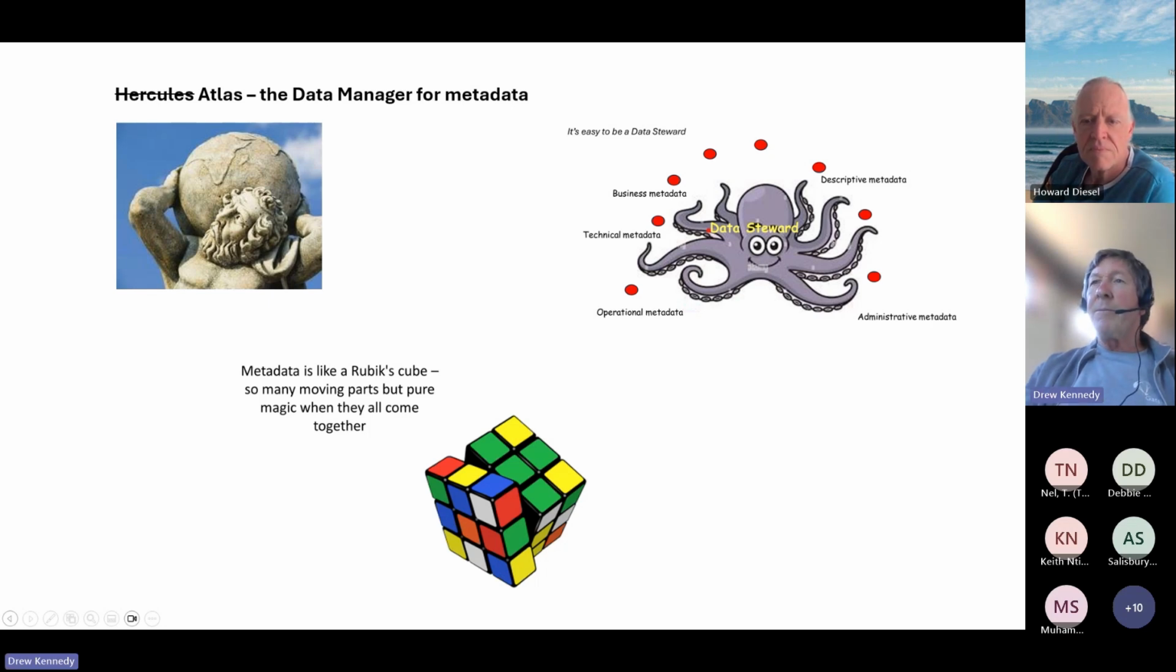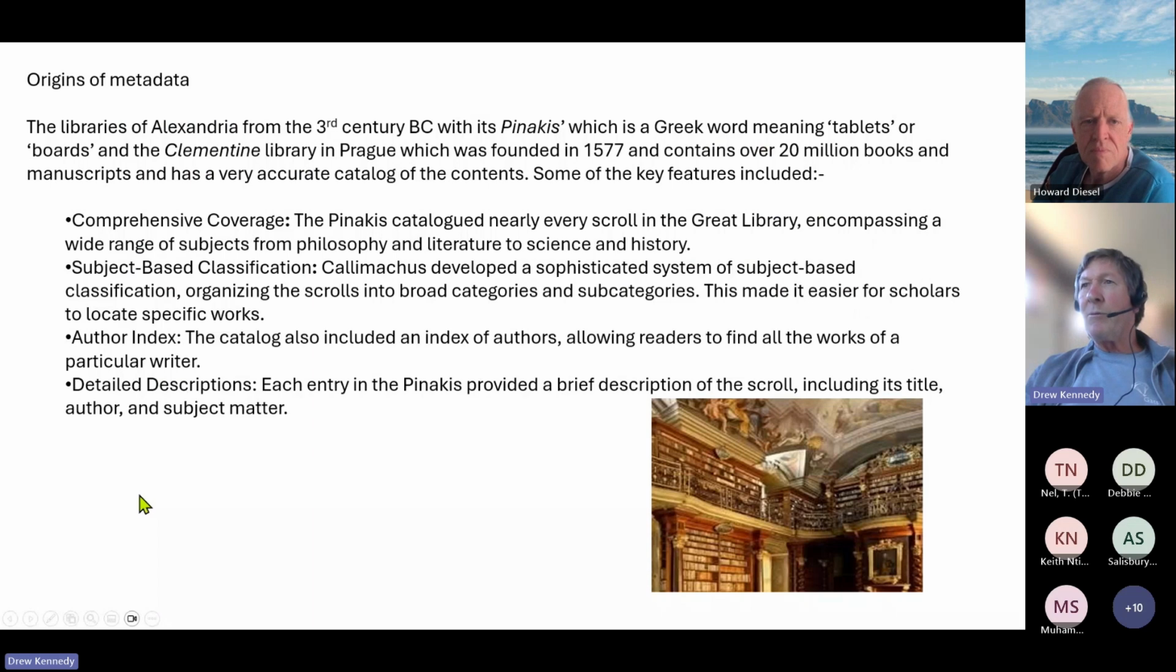Then just very quickly, again for those people who were not with us at previous times, the origins of metadata go back to the libraries of ancient Alexandria in the 3rd century BC, where a chap called Callimachus invented something called a pinakes, which is a Greek word for tablets or boards. It's a place where he cataloged every single scroll in that library, including the subjects, from literature to the sciences. There was a whole subject-based system.